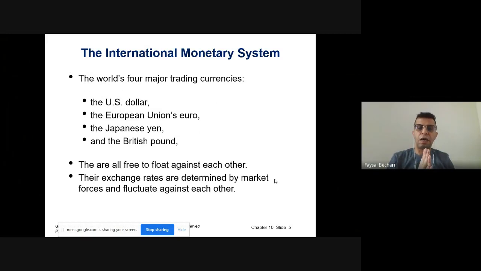Now, in the international monetary system, we all know there are four major trading currencies. The biggest one is the US dollar. Then comes the European Union's euro, the Japanese yen, and the British pound. They are all free floating against each other. You see them go up and down against each other. Their exchange rates are determined by market forces and fluctuation against each other, so they all depend on the market to determine their prices.